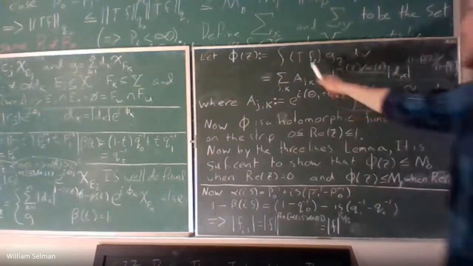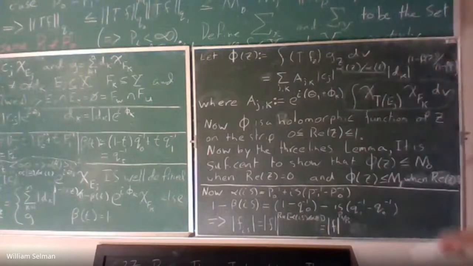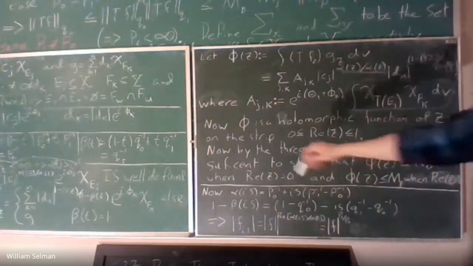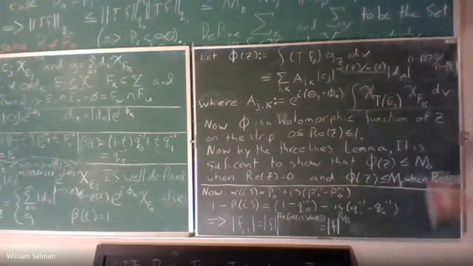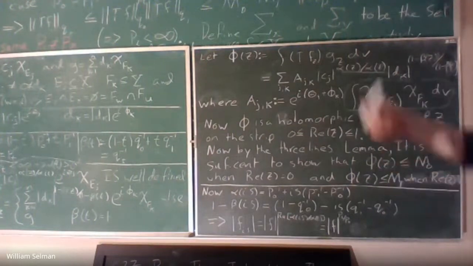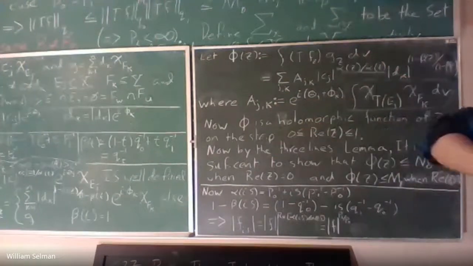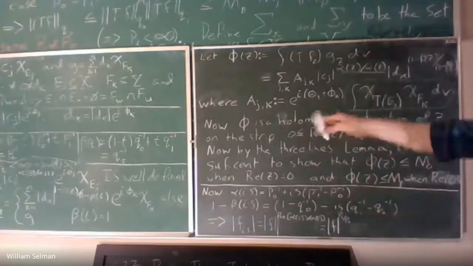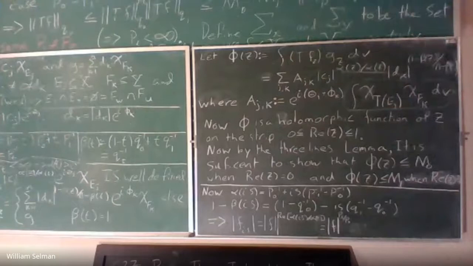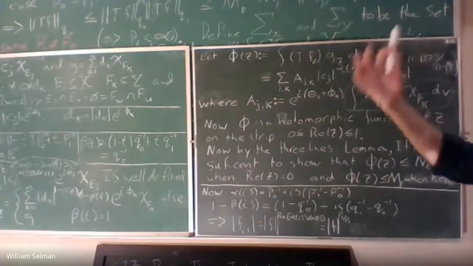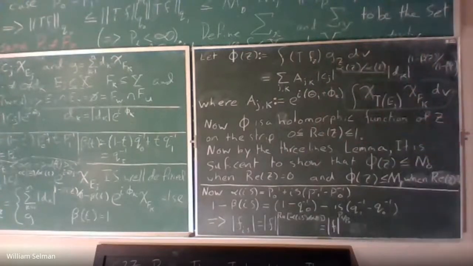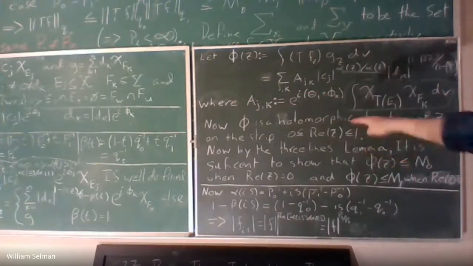Because these are both simple functions, now what we get is that B is a holomorphic function of Z on the strip. The reason is the definition: it is the integral of simple functions with Z in the exponent of the simple functions. So we're taking the integral of a piecewise set of exponential functions, which is holomorphic.